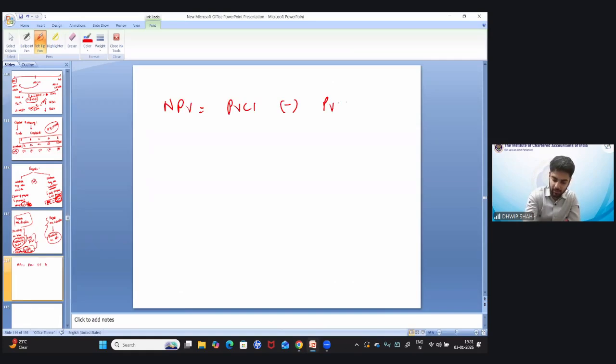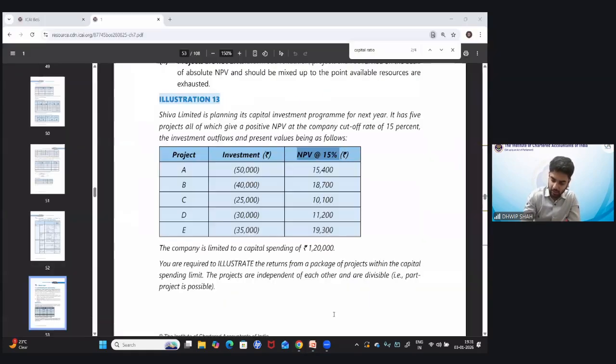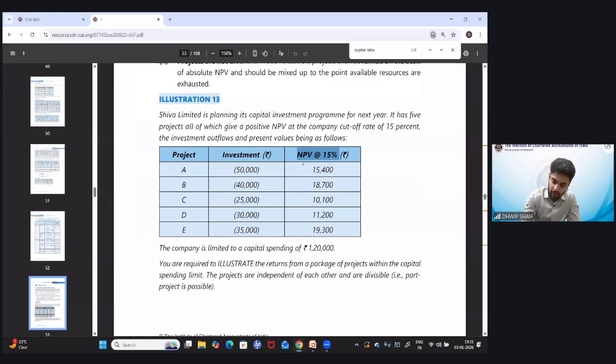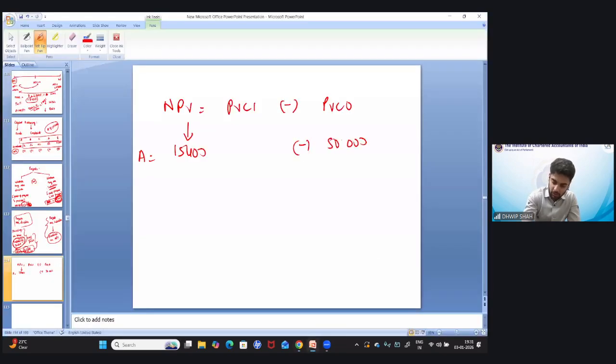PVCI minus PVCO. So this 15,400 for project A is the NPV figure. This is not PVCI. But I know my PVCO outflow is how much? 50,000. So can I find the PVCI balancing figure? How much will it come to? PVCI for project A will be how much? Can I say it would be 65,400?